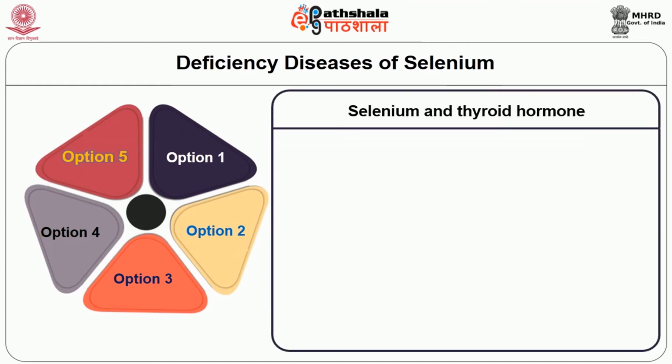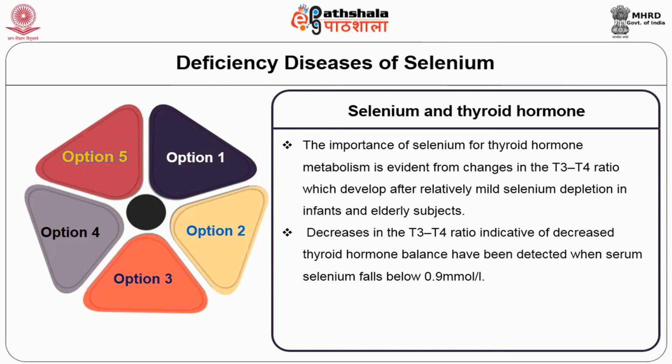Selenium and thyroid hormone. The importance of selenium for thyroid hormone metabolism is evident from changes in the T3-T4 ratio which develop after relatively mild selenium depletion in infants and elderly subjects. Decreases in T3-T4 ratio indicative of decreased thyroid hormone balance have been detected when serum selenium falls below 0.9 micromole per liter.